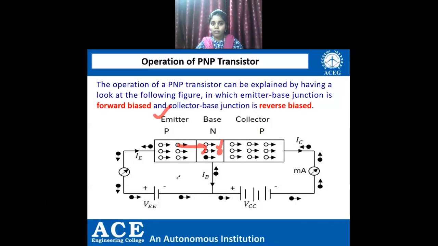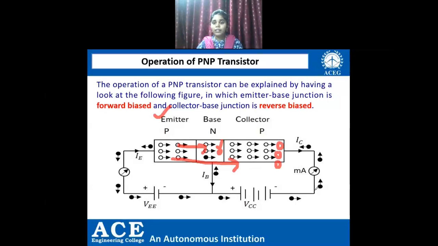We have sent a lot of holes, right? A lot of holes we have sent from emitter to base, right? What about the remaining holes? Those are going to pass through this base and go towards the collector. Now in the collector we have what? Holes. What about the holes present in the collector?